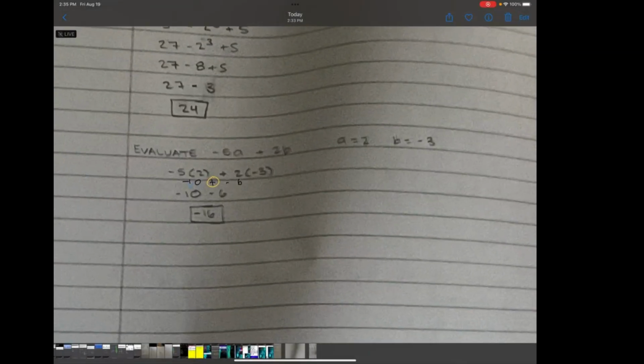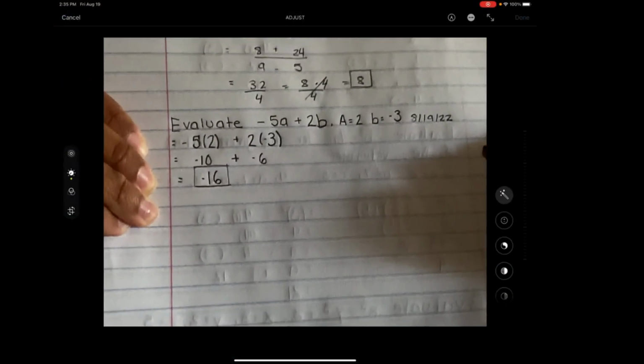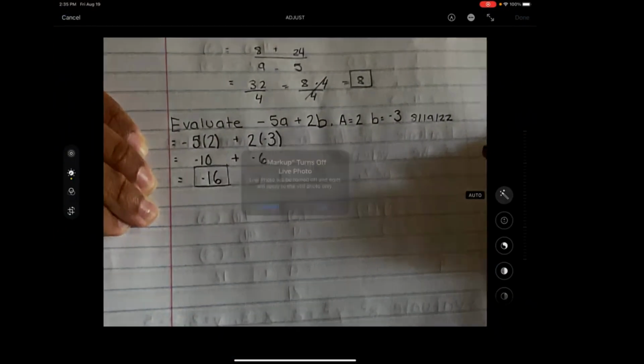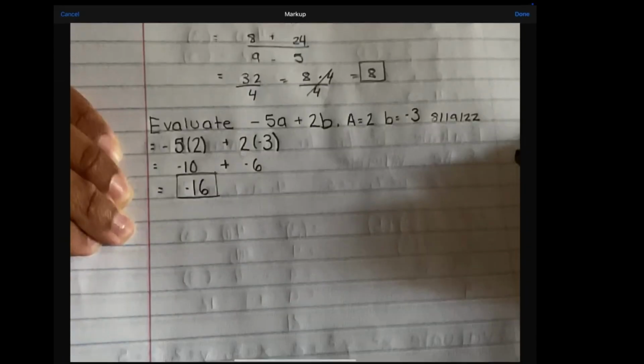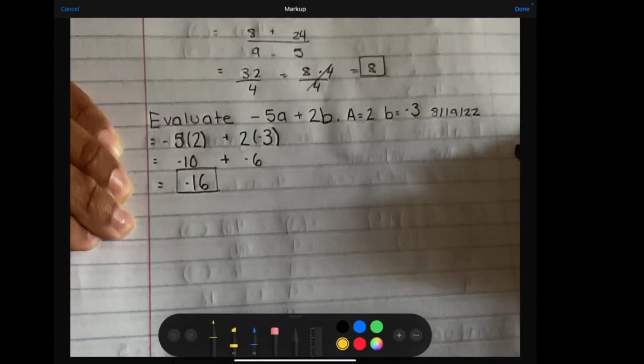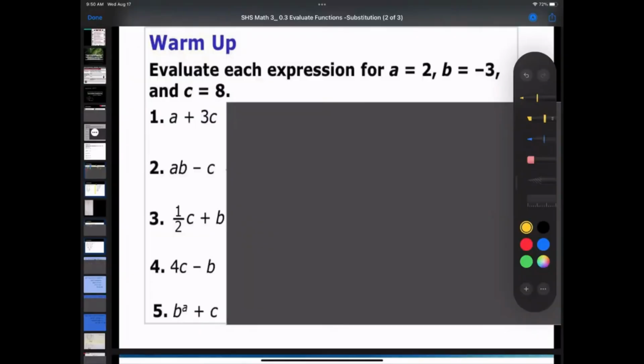Let's double check the other person. Sorry, I took a better picture on this one, I think. And -16. That was good? Awesome. All right, question number 1 tells us to evaluate. Well, we just learned that another word for evaluate is to what?